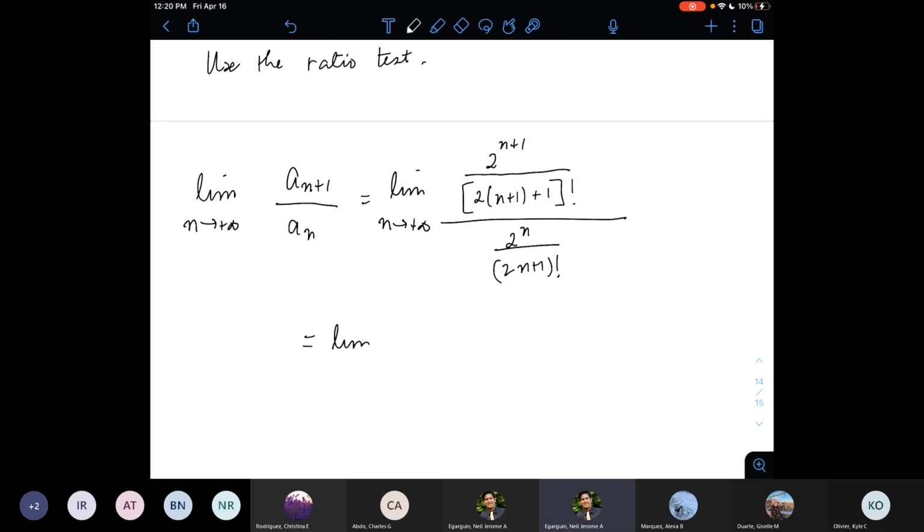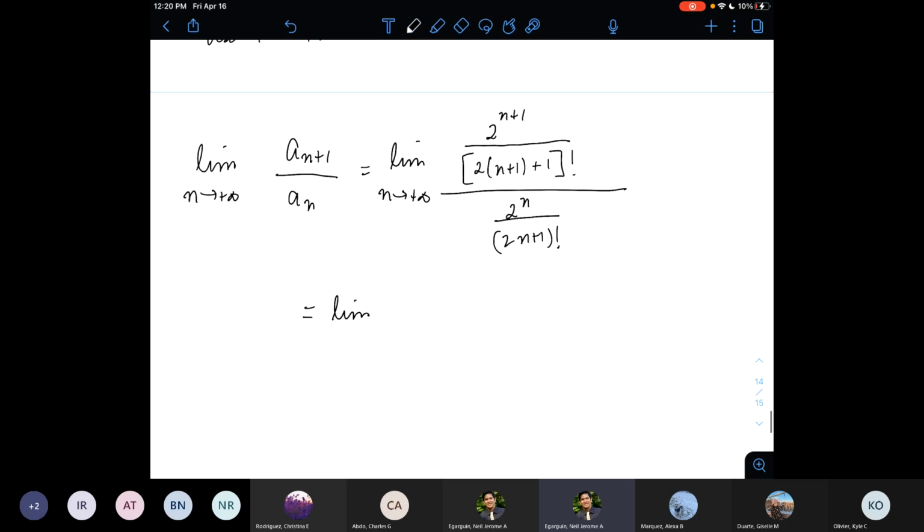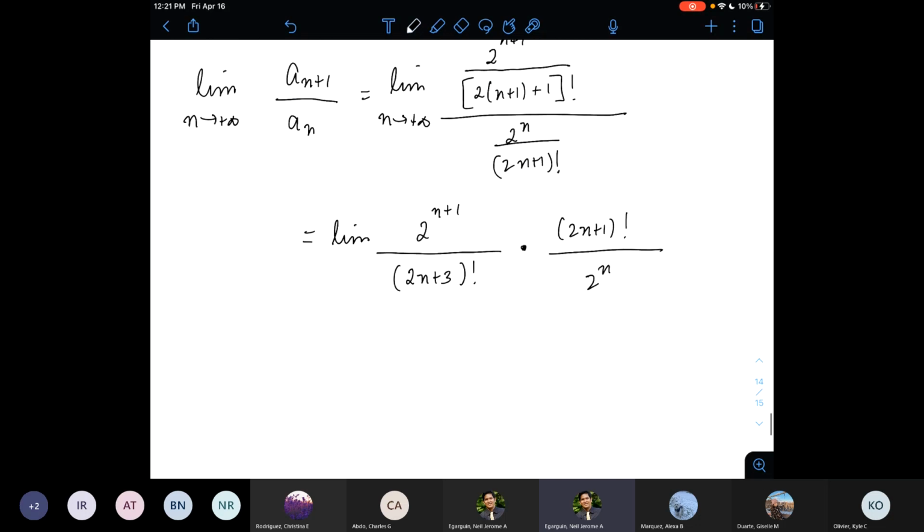Okay. Now let's rewrite it as a product of two fractions. This will be the limit of 2 to the power n plus 1 all over, let's simplify the thing inside the factorial. This is 2n plus 3 factorial, right? Times the reciprocal of the denominator, 2n plus 1 factorial, all over 2 to the power n as n approaches infinity.